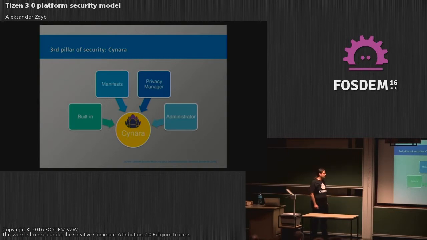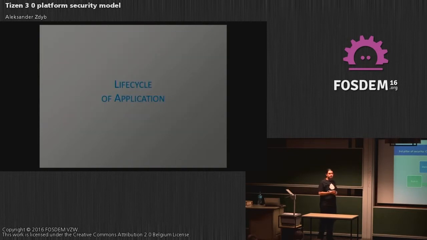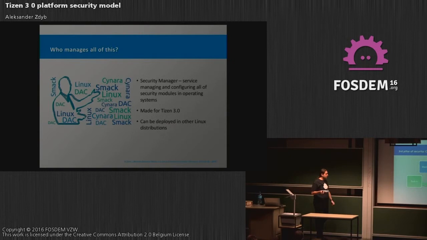So, how does Cynara know all these answers? First of all, it has some built-in sane defaults. Next, installed applications come with a manifest. If you use Android as a developer of applications, it may sound familiar to you. Next, the privacy manager, which allows altering the policy at runtime, and the administrator, because Tizen is a multi-user system, so there is a role of administrator which can alter the policy.